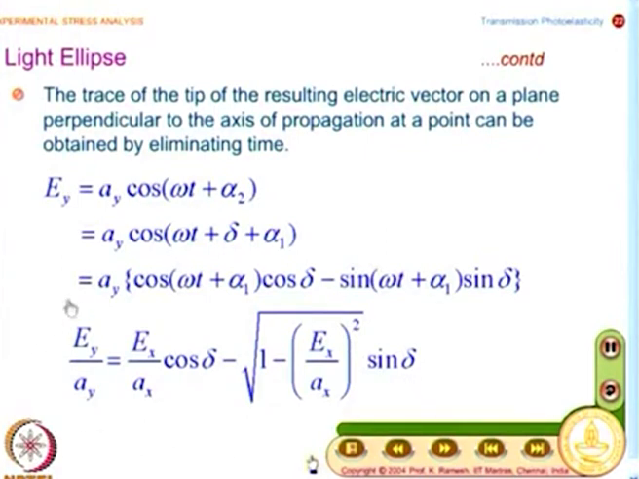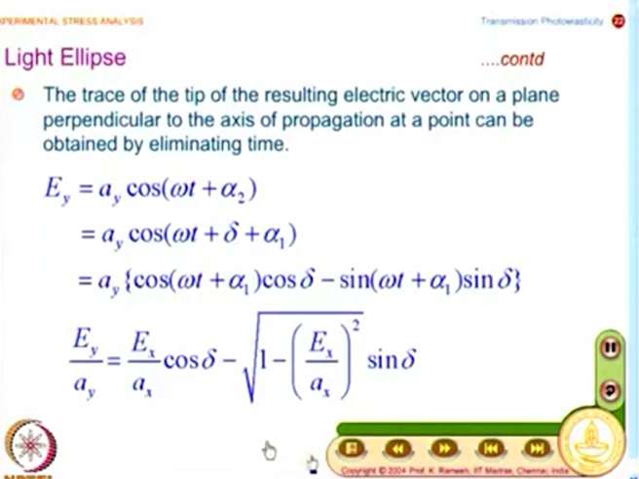And what I could do is, I could segregate the terms and finally write the expression that would give you the trace of the tip of the resulting electric vector. So, what I have done is, I have just taken this expression, replaced alpha 2 in terms of delta plus alpha 1, used the trigonometric identity and got this expression, then replaced the terms involving time by E x by A x, and now I have the final expression, and this could be further simplified. Can you do that simplification?